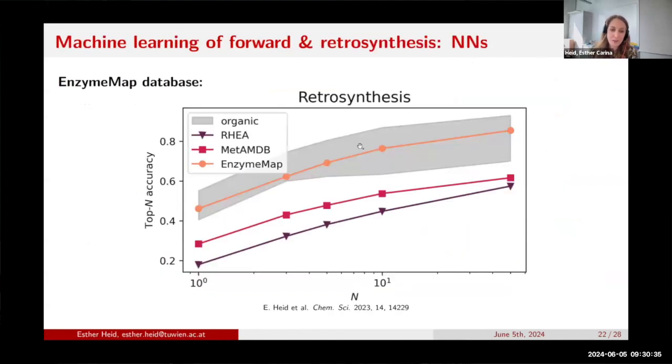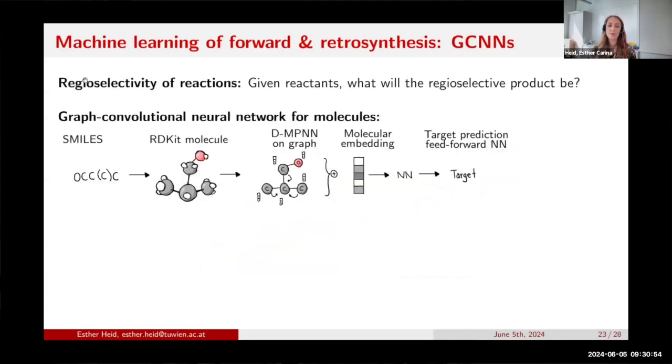And then I went back to my retrosynthesis. With that new database, EnzymeMap, we were actually able to achieve something that is very on par with organic retrosynthesis and that we can also use in a multi-step format, which was really exciting. And then once we had the database, so many new projects and avenues opened up. For example, retroselectivity. Given the reactants, what will the regioselective products be?